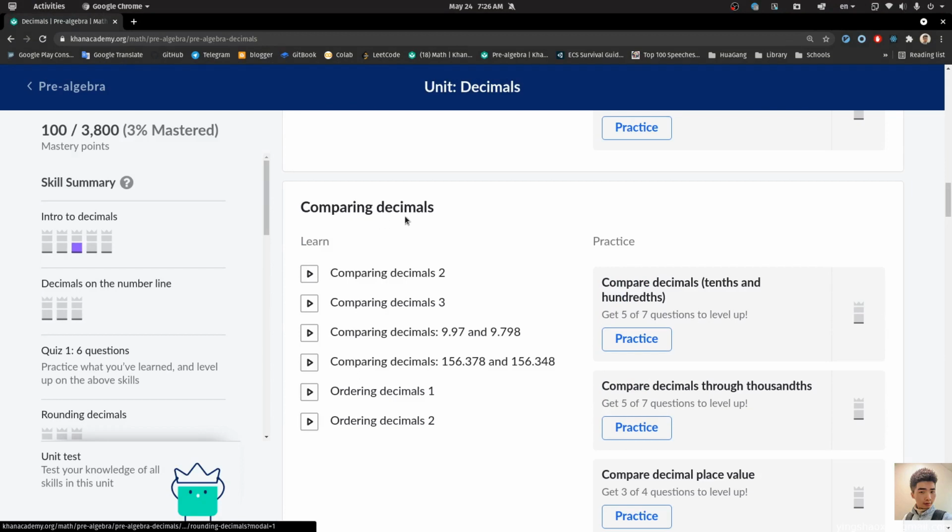As for comparing decimals, you probably do not have to know the details about it because, let's say, Python would handle it.